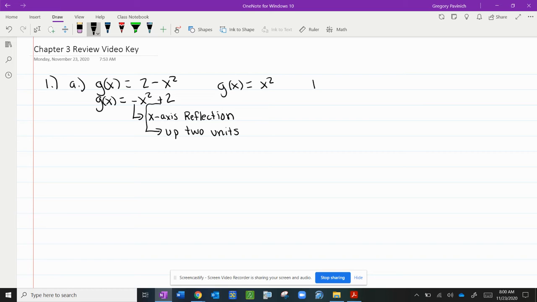On B, this is function notation transformation. So if I have g of x, then I'm going to look at another function that has been multiplied by 2. And f of x was x squared. So this is a vertical stretch by a factor of 2.